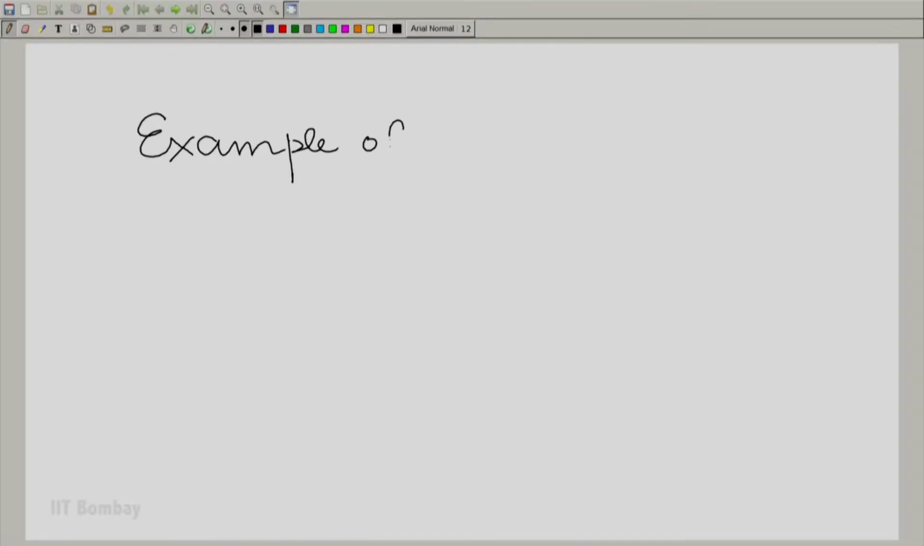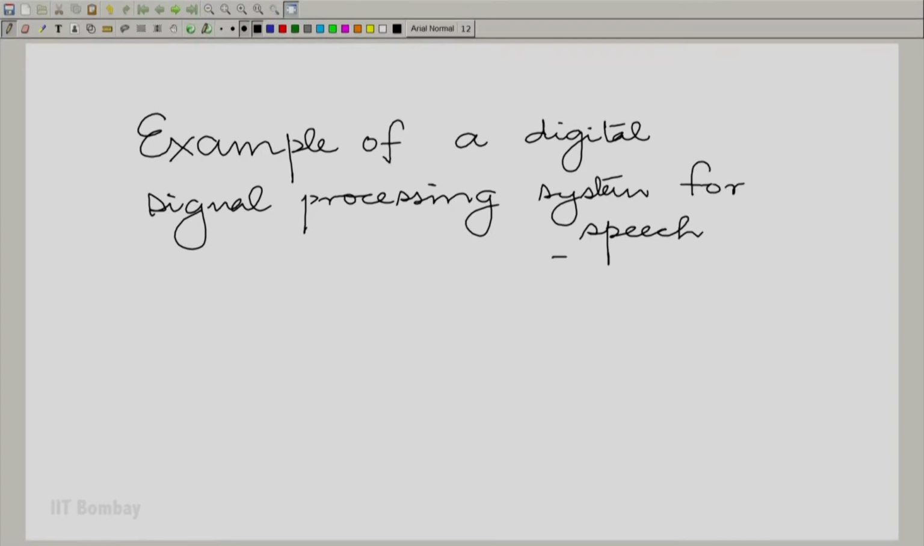We have now embarked upon a very different kind of signal and system paradigm, where we use discrete time systems to do what you would like another continuous time system to do. And I think it is appropriate that we give some concrete example. Let us do that. Now, let us take the example of wanting to process a speech signal.